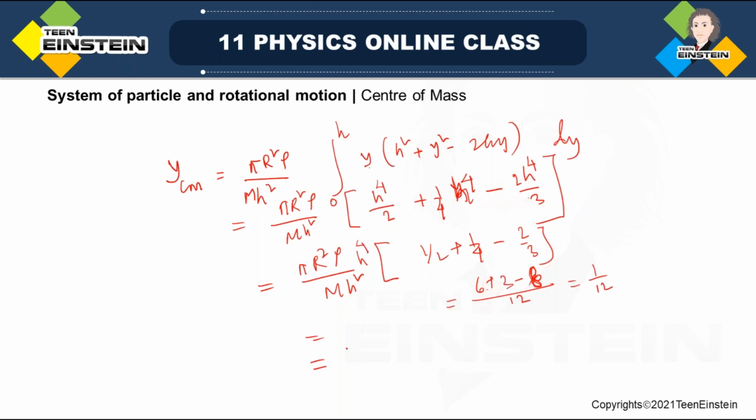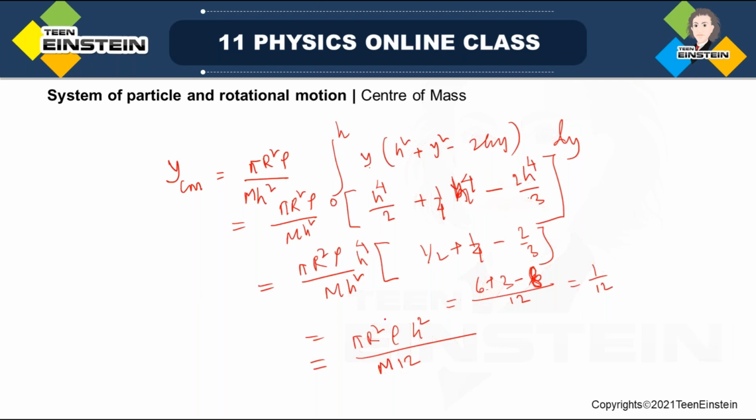So here we are getting pi r square rho h to the power 4 over 12, not h cube, this will be h square in the denominator, because down it is square, and this is h to the power 4, so 12. That will be m, obviously.